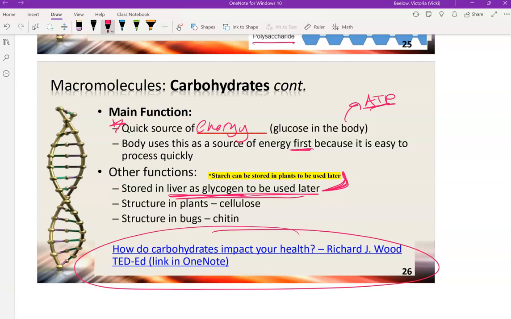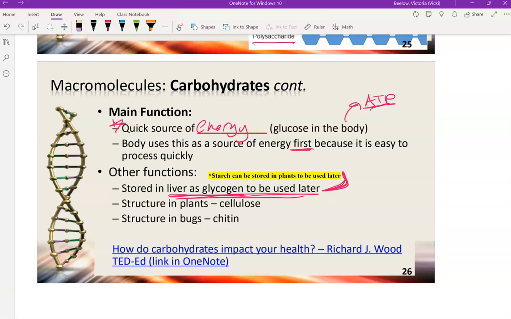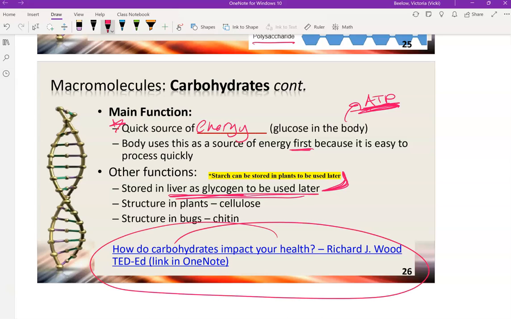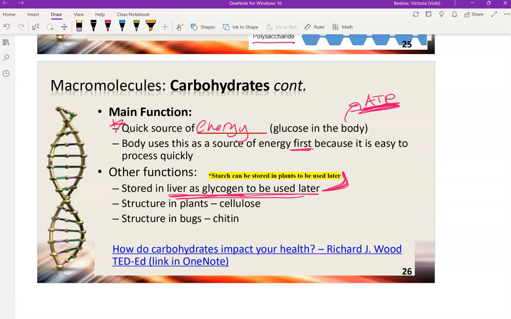And then this was the video that you watched for homework, how do carbs impact your health? Again, you need carbohydrates to live. Like you need it to make ATP. It's just that eating a lot of certain types of carbohydrates can possibly lead to certain health issues, as discussed in that video. But please note, there's a lot of things that can impact your health. Genetics can be a component, other things in your life or your environment as well.